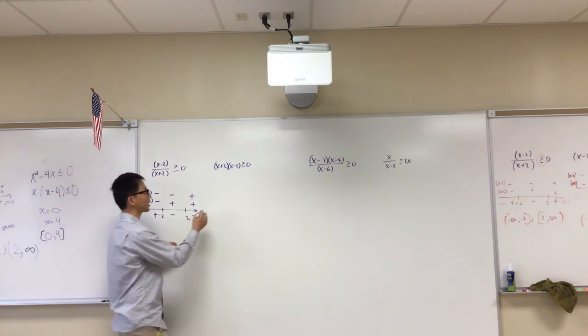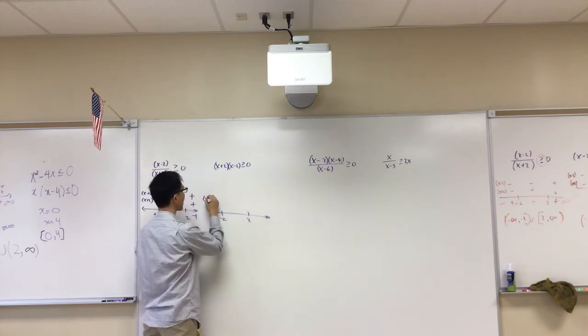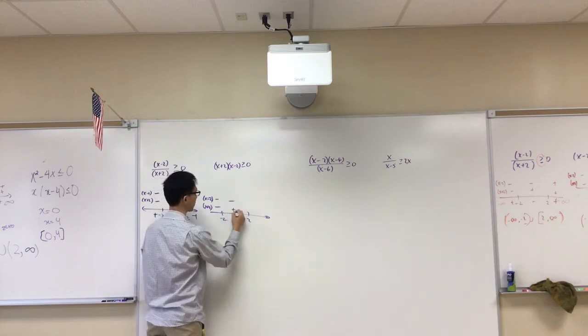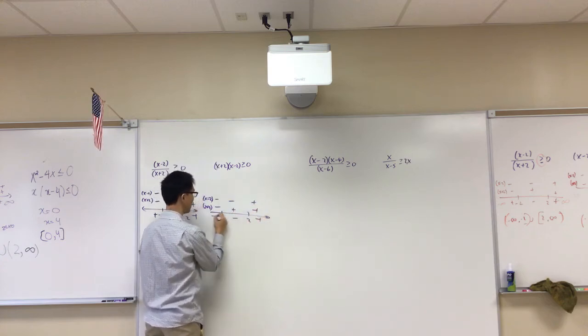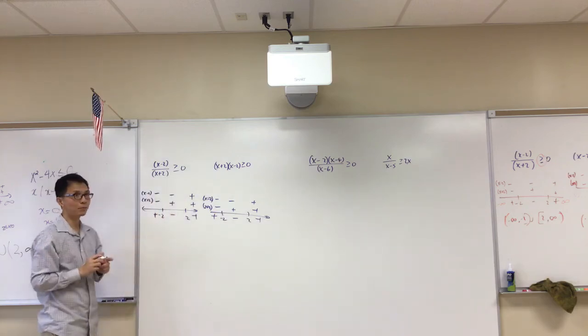So you say, how about the second one? Same thing. And that's exactly the same thing as the first one. And that's going to give you a negative, negative, negative, positive, positive, positive, positive, negative, positive. So it would be the positive regions as the answer.